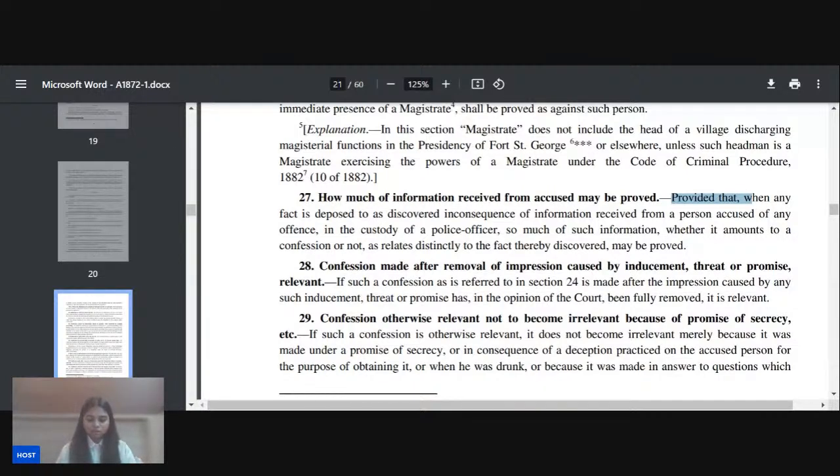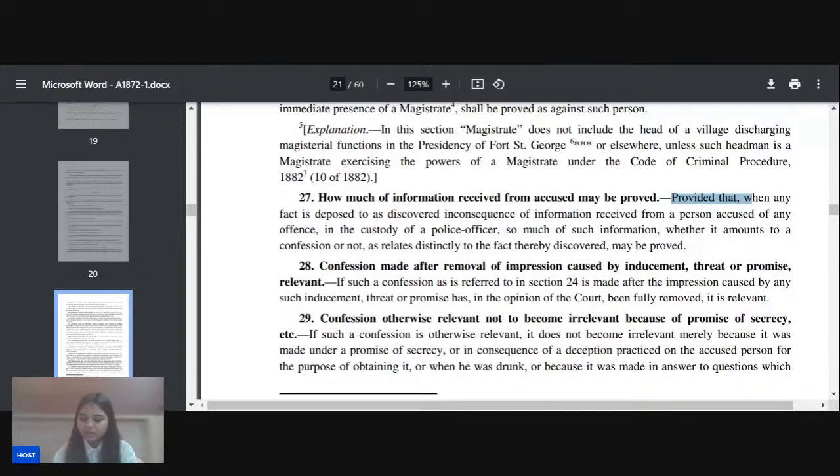So though you cannot confess in custody of police, it is not to be proved against him, but if some discovery has been made relating to the statement given by the accused, then that will be admissible, that much can be proved. So section 27 automatically becomes an exception to section 26 and also to 25. And if you come to section 28, any confession made after removal of impression of this inducement, threat, or promise is relevant. So section 28 is again an exception to section 24. Section 28 is again an exception to section 24.